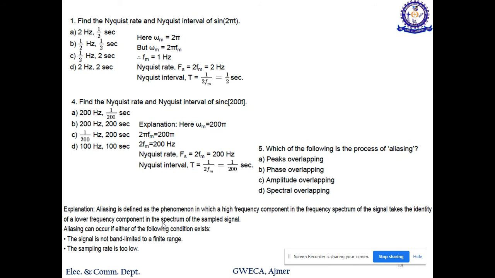Aliasing is defined as a phenomenon in which the high frequency component in the frequency spectrum of the signal takes the identity of a low frequency component in the spectrum, as we saw in the graph. Aliasing occurs if either of the following conditions exist: the signal is not band limited to a finite range, and the sampling rate is too low.